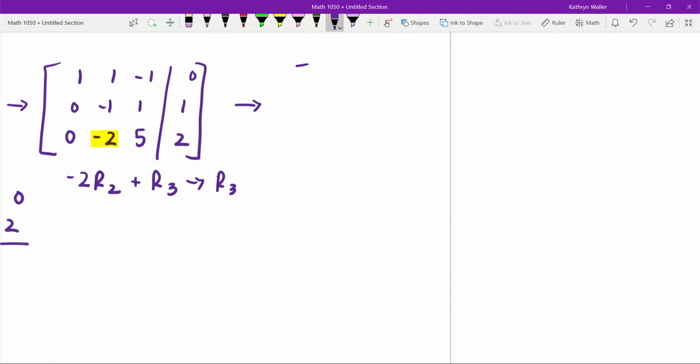So row 1 doesn't change. Make sure you're paying attention, you guys. This is the beginning of a long series of lessons.